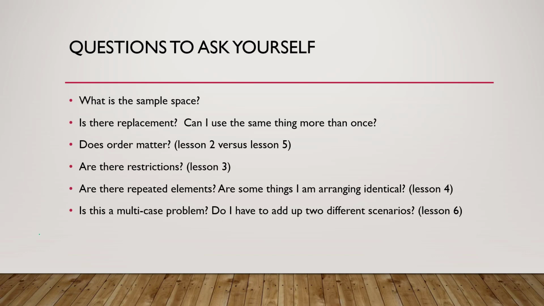Something else that I recommend people keep in mind as they're working through the whole unit, progressing through the different lessons, is a list of key questions to ask yourself. So this can kind of narrow things down a little bit for you. First question, often overlooked, is what is the sample space? Another way of looking at that is, what choices am I actually making when I'm doing an arrangement here? What options do I have?